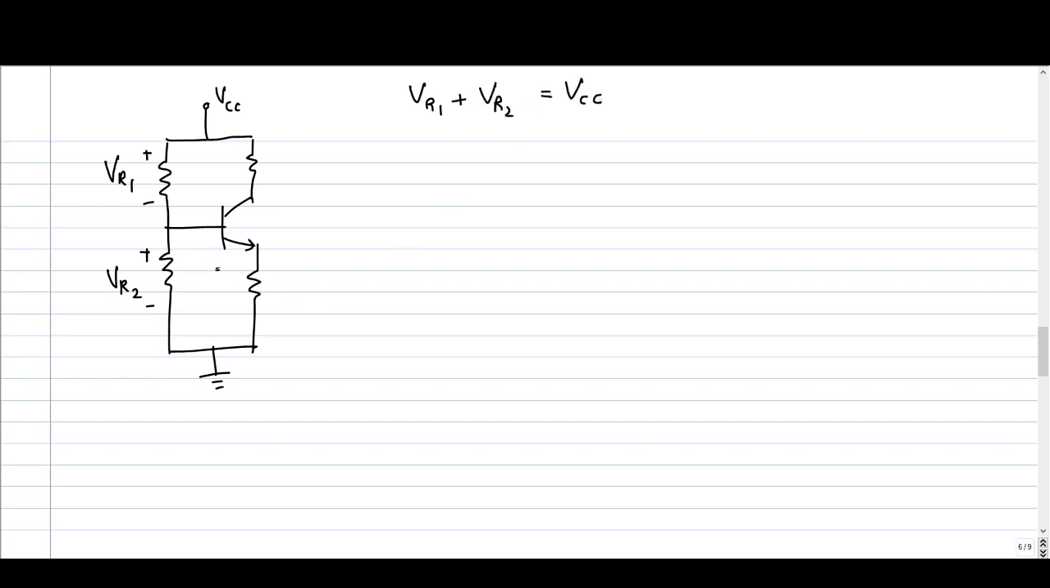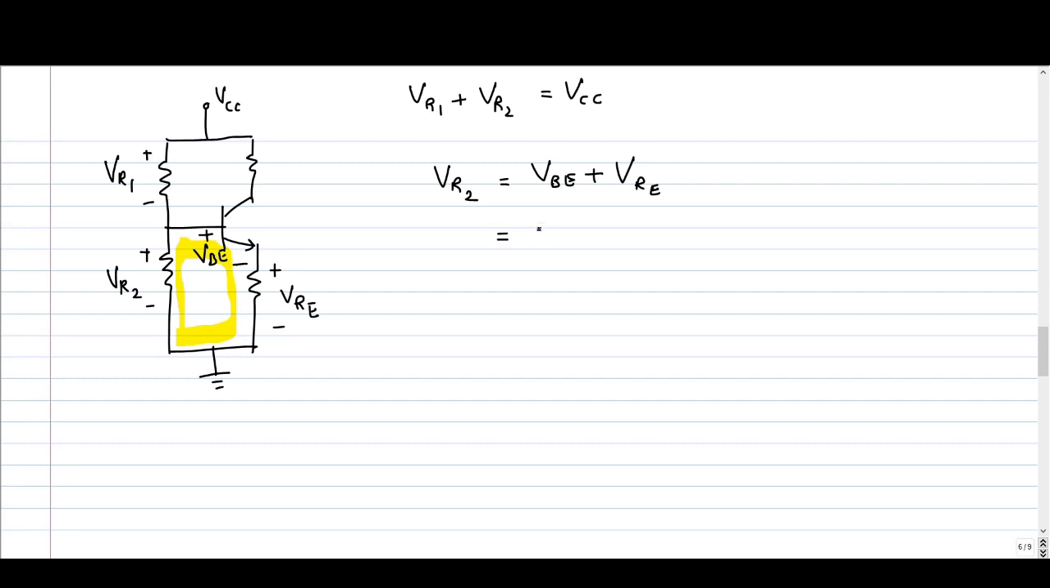Then you can also see that if you apply KVL in this loop, you can see that VR2 will be equal to VBE. This is plus to minus, this is also plus to minus VRE. So VR2 will be equal to VBE plus VRE. That is another relation. VR2, voltage across R2 will be VBE plus VRE.